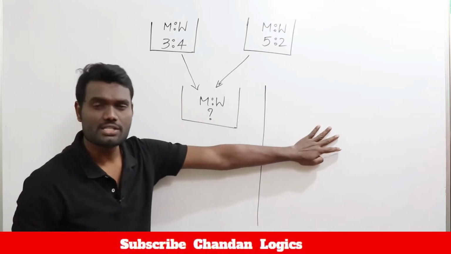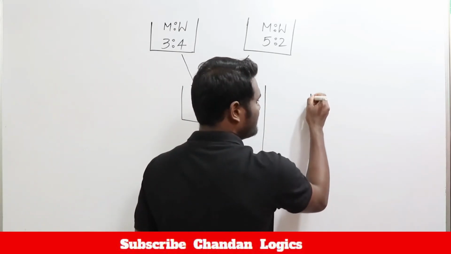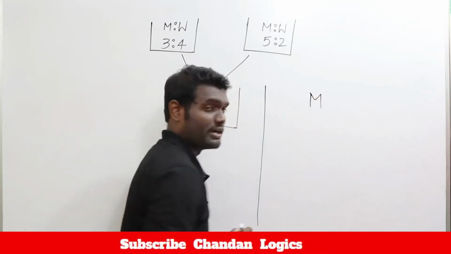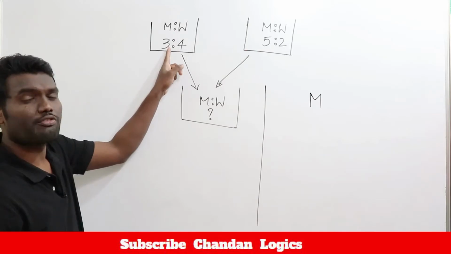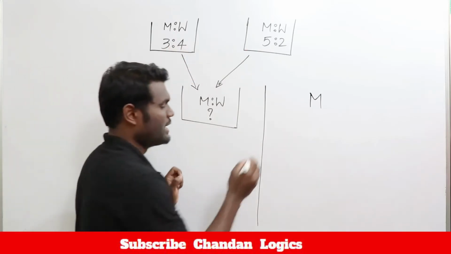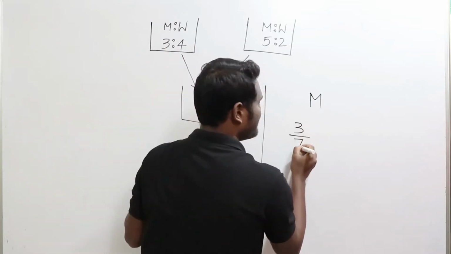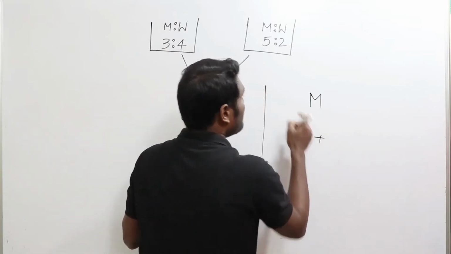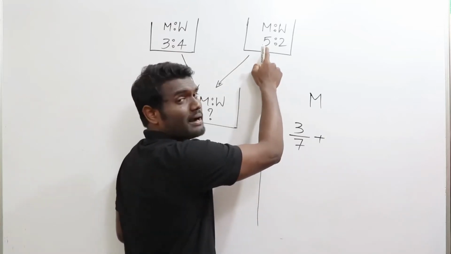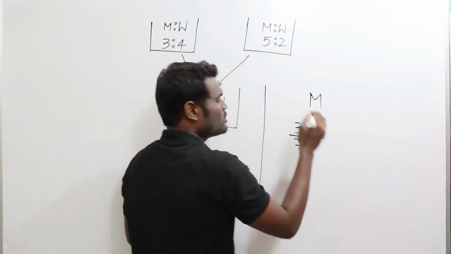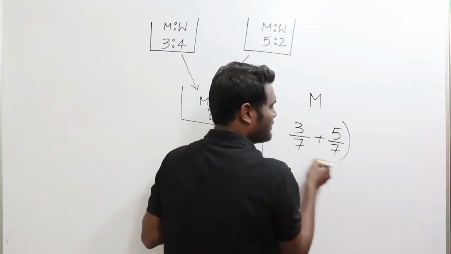First I will show you the traditional way, followed by the smart technique. If you solve it the traditional way, first you need to find the milk quantity. Milk quantity in the first vessel is 3 parts out of a total of 3 plus 4, 7 parts. In the second vessel, milk quantity is 5 parts out of a total of 5 plus 2, 7 parts.